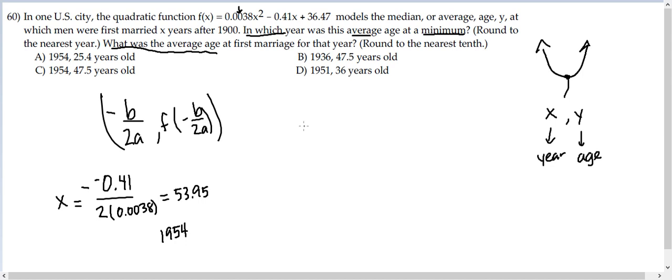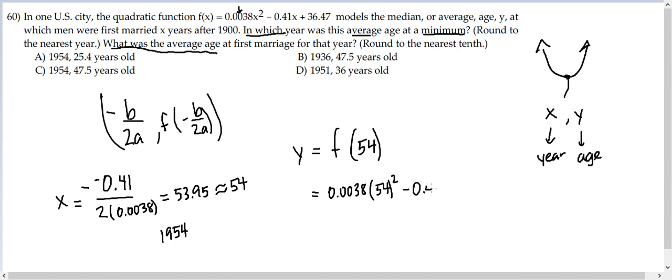And now the rest of the question asks what the average age at marriage was for that year. So that's basically to find the y value, right? That's f of, and we'll just call it 54. So if we put 54 into this equation, we should be able to get what that age was. This is 0.038 times 54 squared minus 0.41 times 54 plus 36.47.